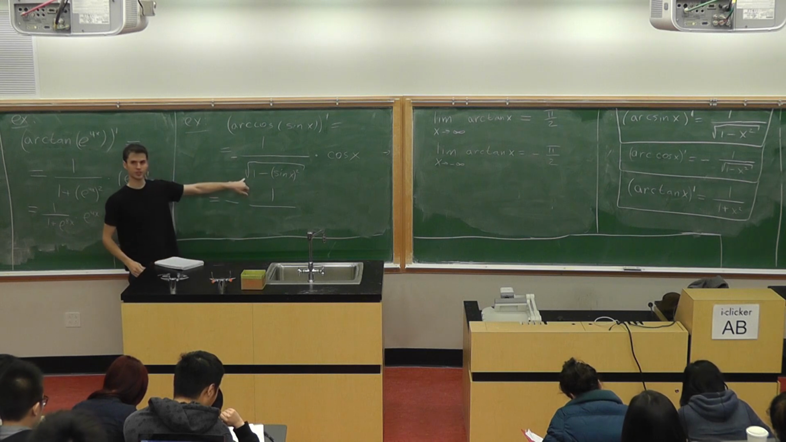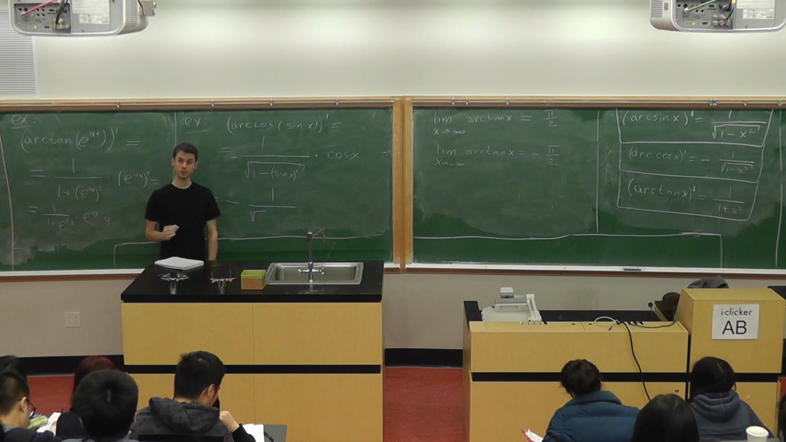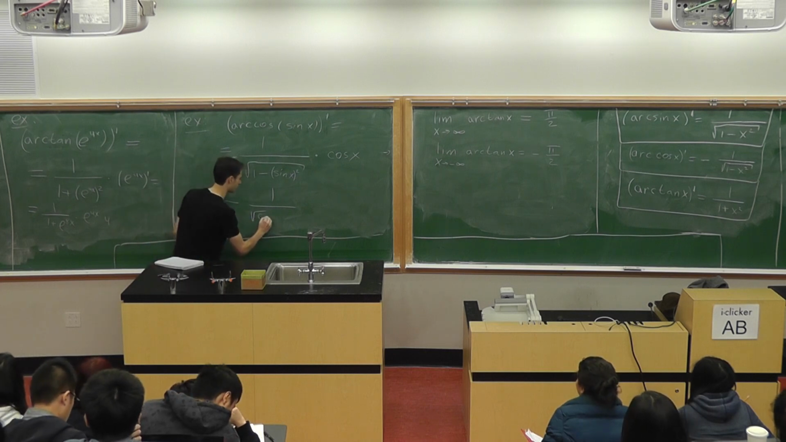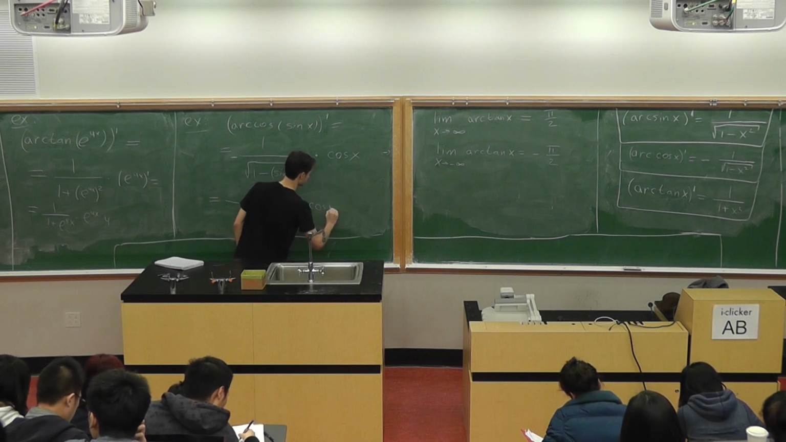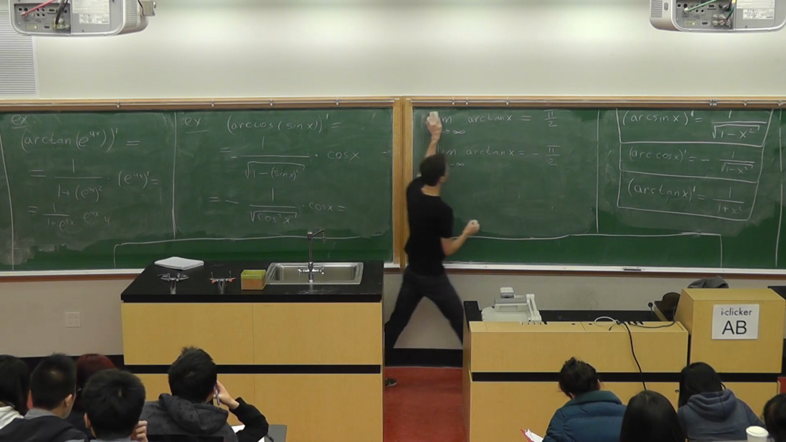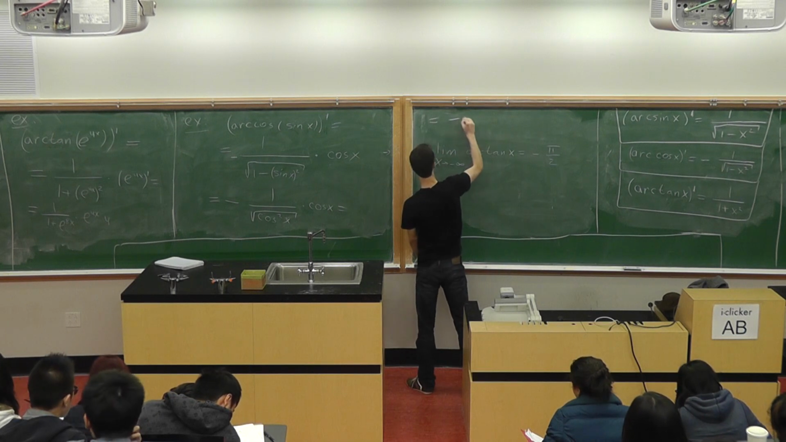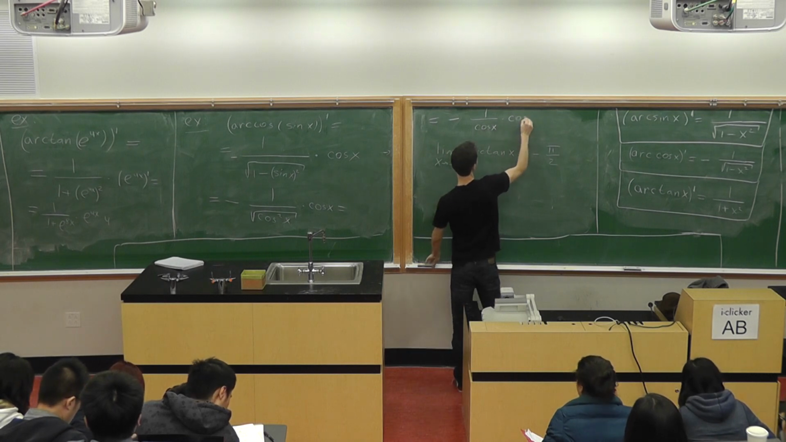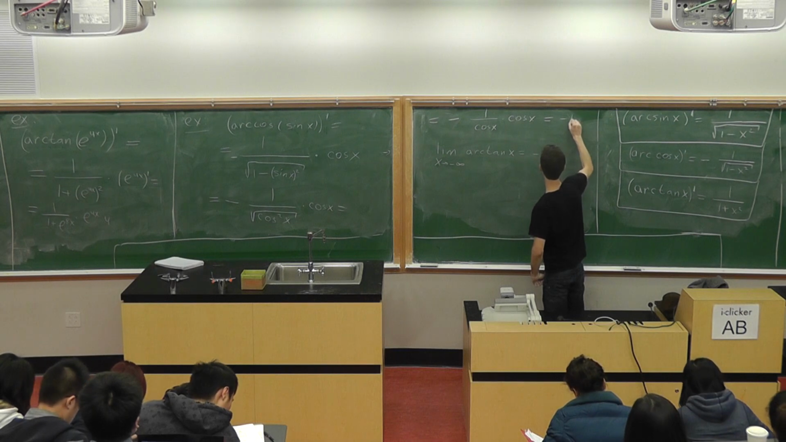So here I have 1 minus square of sine. But 1 minus square of sine is exactly square of cosine. So this is minus 1 over cosine of x times cosine of x. So the answer happens to be minus 1.